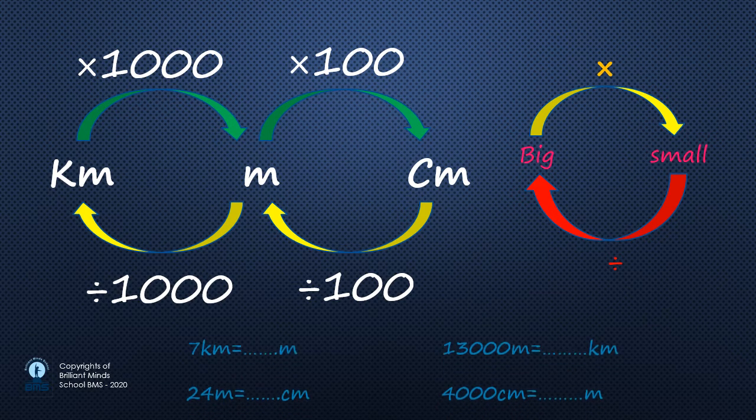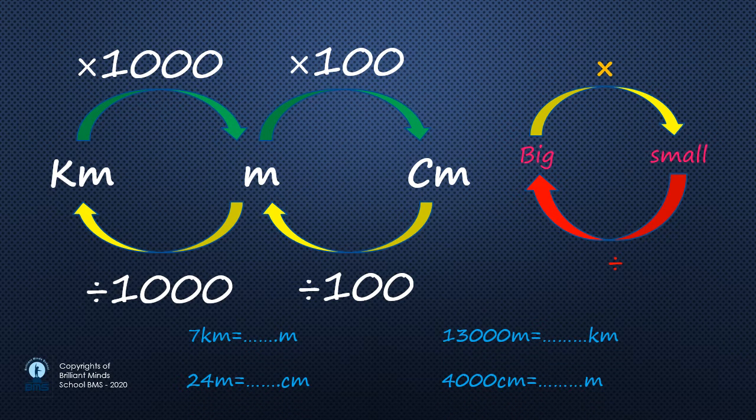Okay, so if I have here 7 kilometers equals how many meters? Are we moving from big to small or from small to big? Kilometer to meter, this is big to small. Are we getting bigger or getting smaller? We are getting bigger, so I will multiply. The big gets bigger and the small gets smaller. So we multiply by how much?